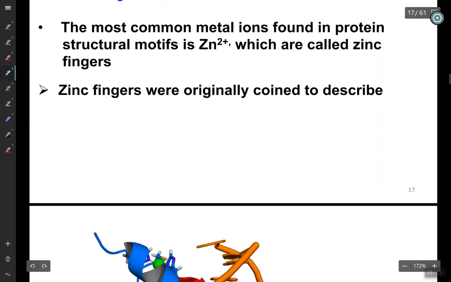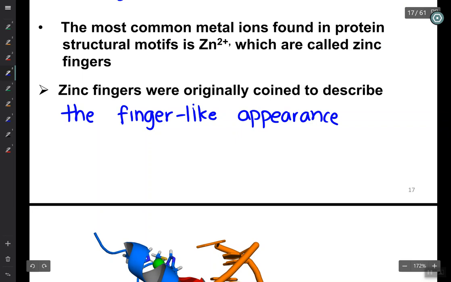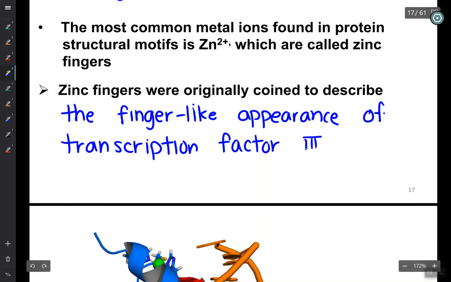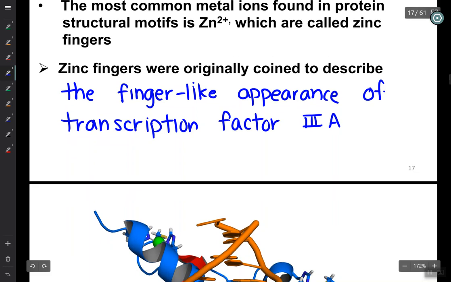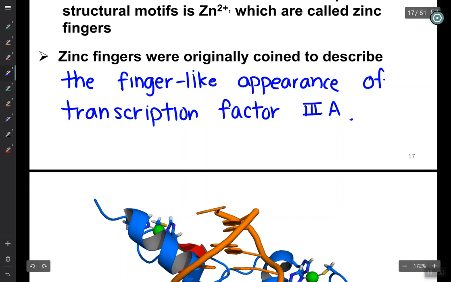Zinc fingers were originally coined to describe the finger-like appearance of transcription factor 3A. That's when they were first observed, which appears to be directly involved in intercalation with DNA.